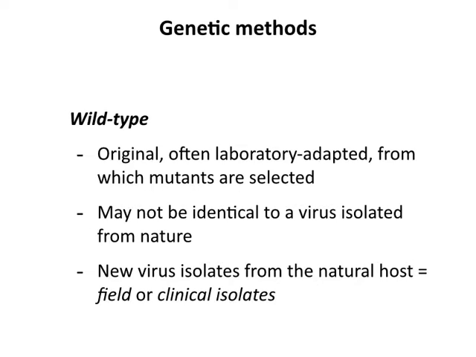I'm going to use the term wild type a lot. All this means is an original virus from which you make mutants. It can be laboratory adapted. All it is is a standard virus, and it doesn't even need to be something that's identical to whatever is in nature. When we isolate viruses from people or other animals, we call these field isolates or clinical isolates. And you may take one of these and establish it as your wild-type virus, but that's not a requirement to be a wild-type virus.